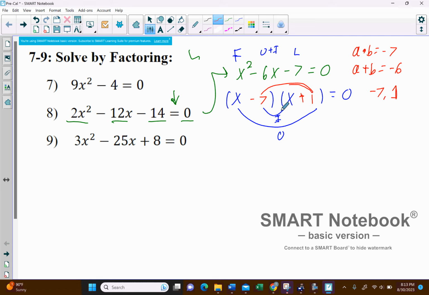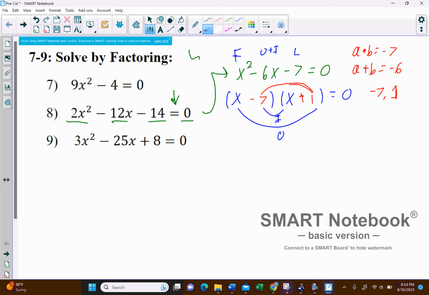Anyways, I'm almost done, because it does say solve, so I need to finish solving this in just a second. But just to review this, if you were to FOIL this, the inner would give you a minus 7x. The outer would give you a positive 1x, and that's where that minus 6x comes from in the middle. And then obviously negative 7 times 1 is that minus 7 right there. But they're asking us to solve this, and they told us to use factoring.